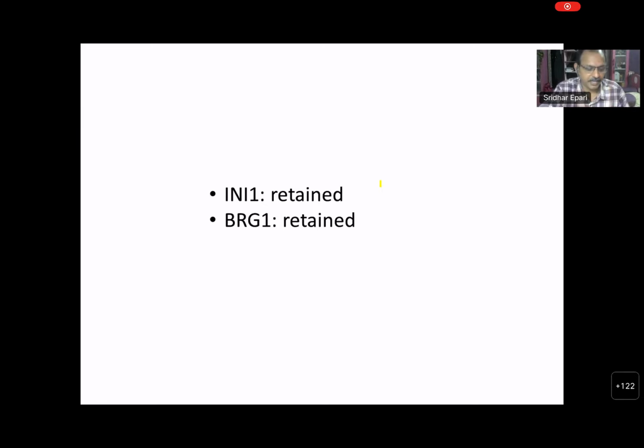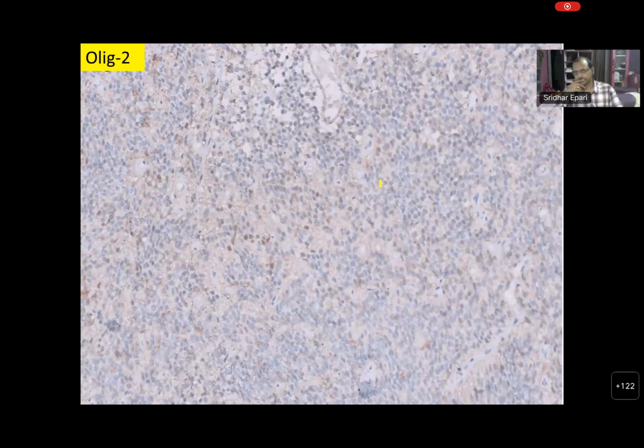In a 2-year-old baby, I did INI1 and BRG1 because in any higher grade tumor, it will be retained. So when INI1 and BRG1 are retained, what does it tell you? Sir, it excludes ATRT. Very good, it excludes ATRT. We still can't say whether glial or not. Olig2 is negative. So what does it tell you? For glial tumors, GFAP positive, Olig2 negative, what do you think?